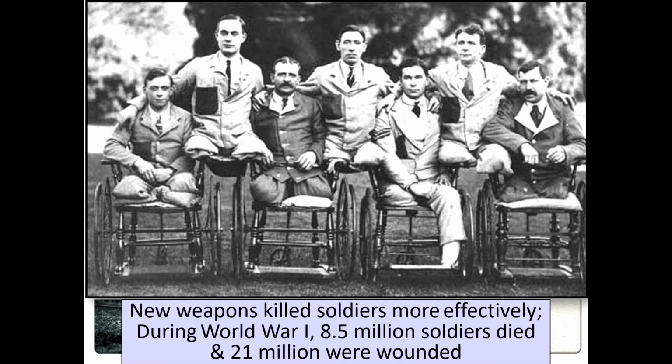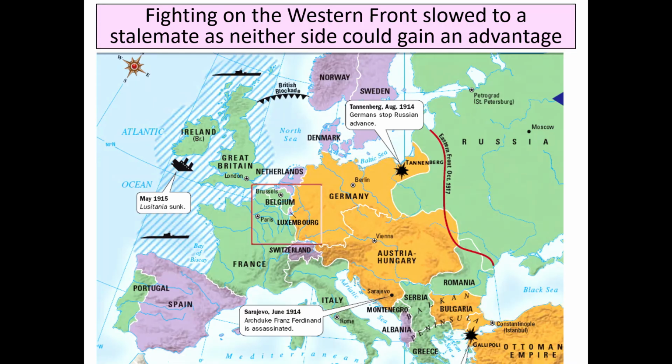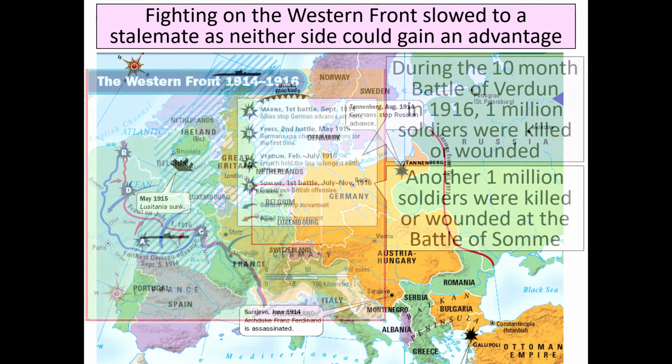Until you look at the picture more closely and realize that none of them have any legs. Their legs were all blown off in the war by these new weapons. No matter how badly they tried, no matter how many new weapons they tried, no matter how many people were killed, fighting on the Western Front slowed to a stalemate as neither side could gain an advantage.